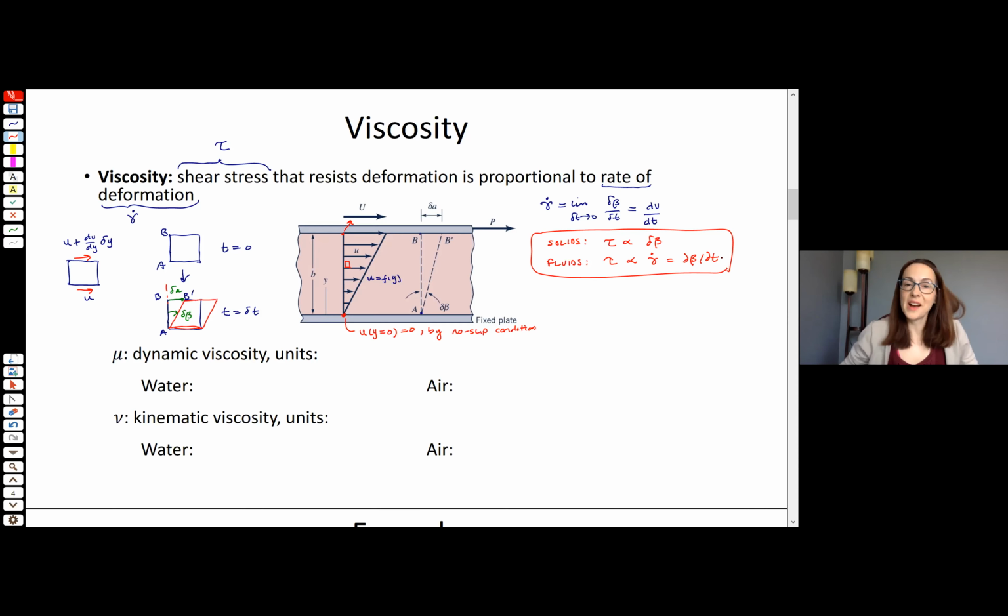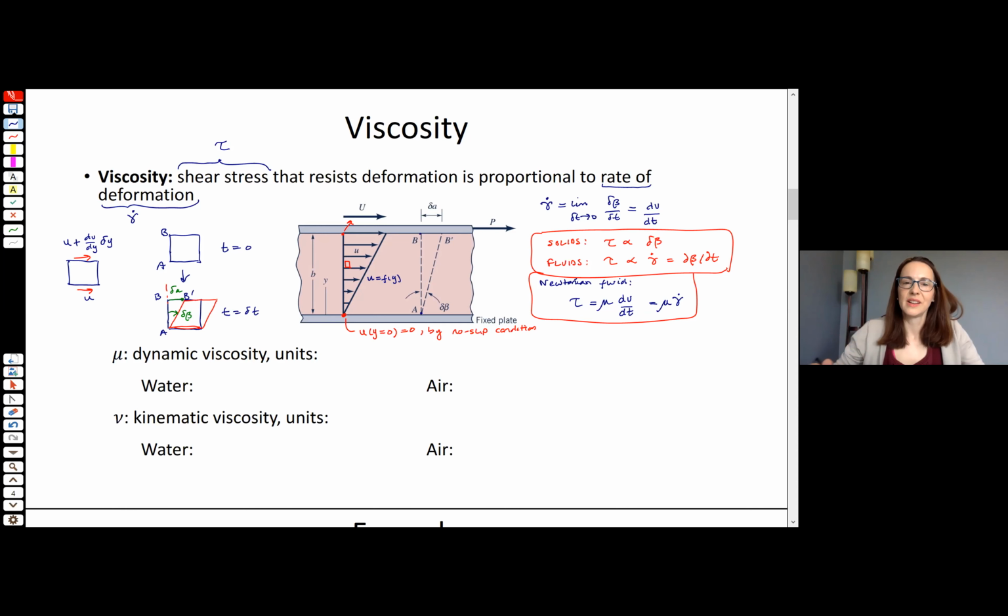Okay. Now I have one more thing to talk about, and that's the definition of a Newtonian fluid. So for a Newtonian fluid, which almost all the fluids we talk about in this course will be, tau is linearly proportional to du dt, or linearly proportional to gamma dot. I'm going to box this in red too. And the constant of proportionality is the viscosity.